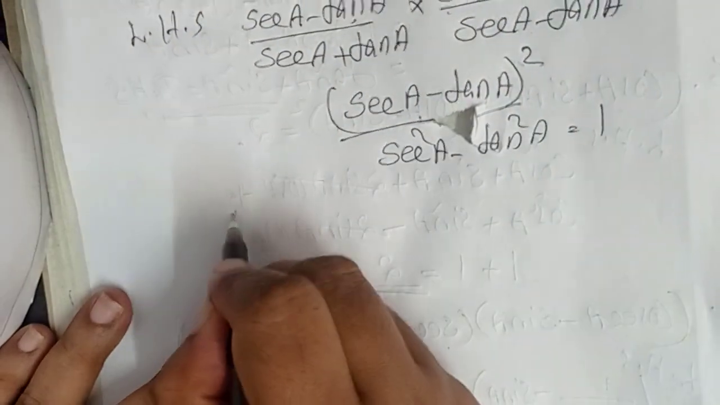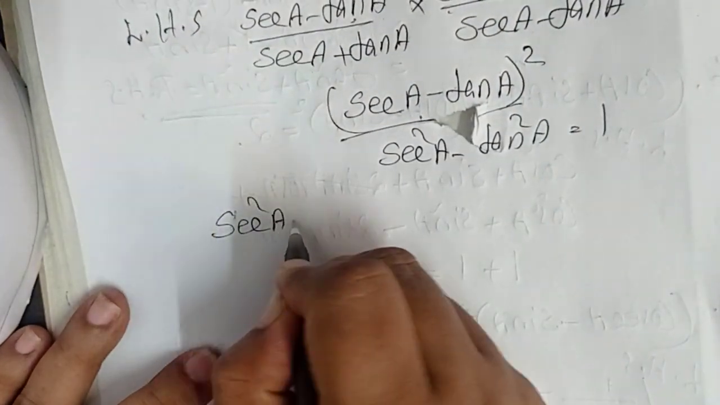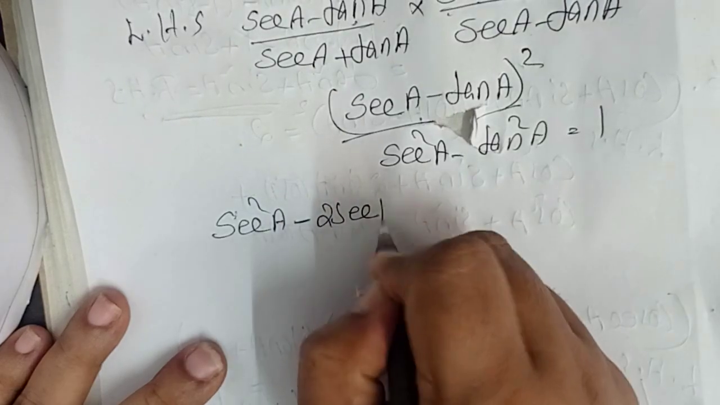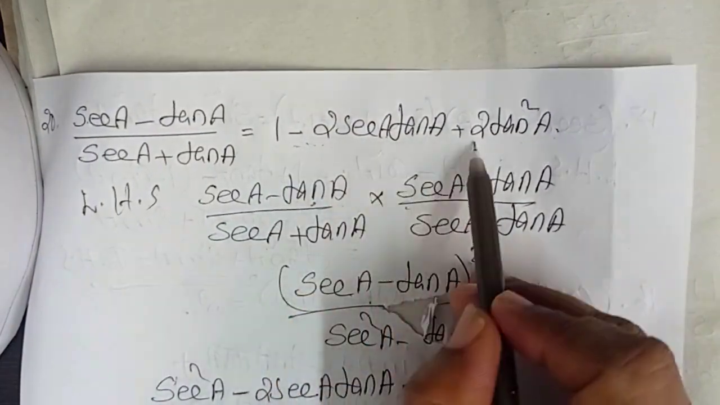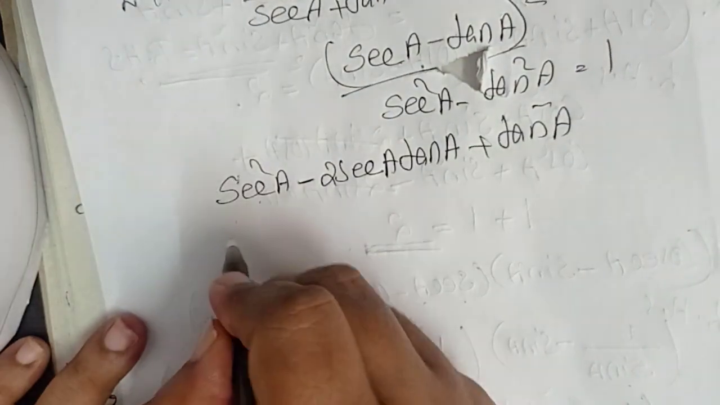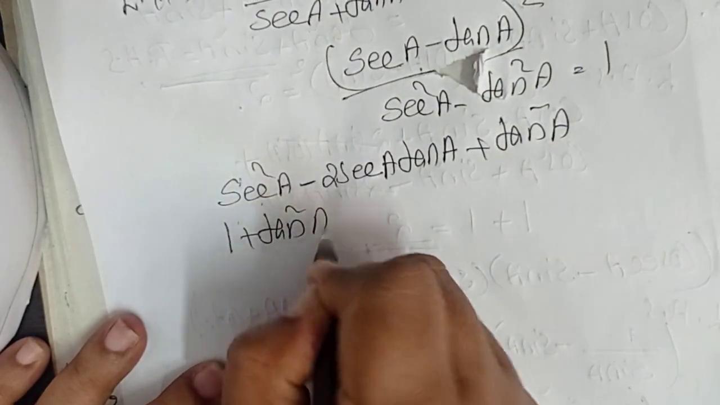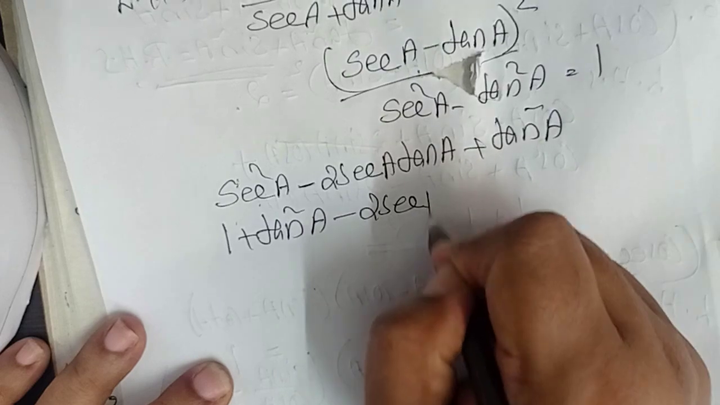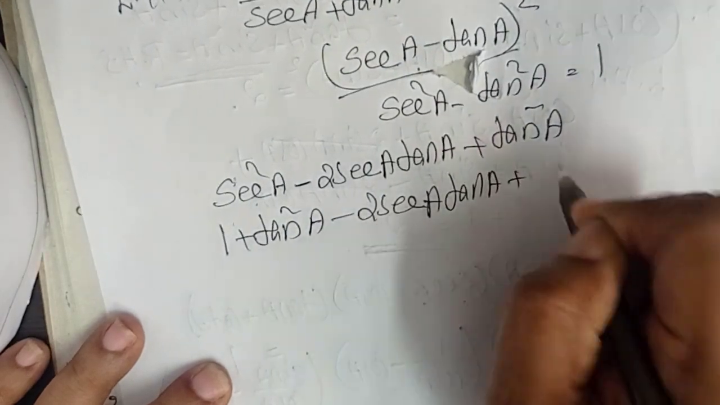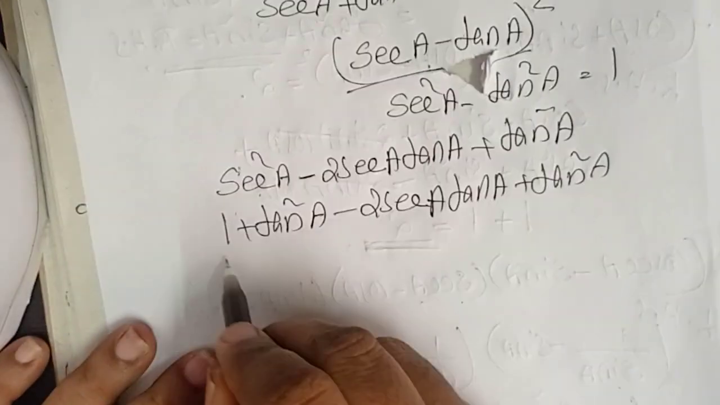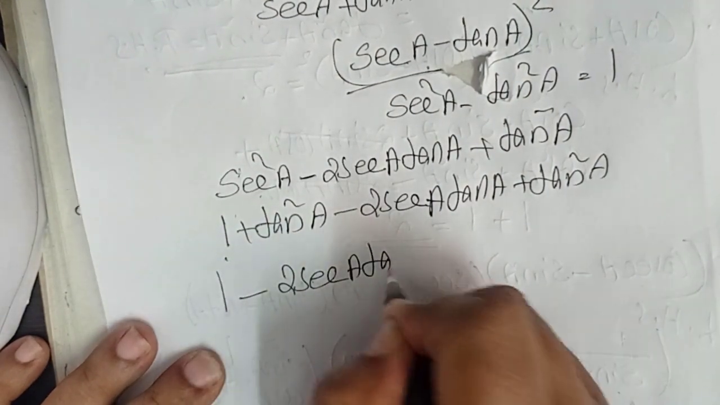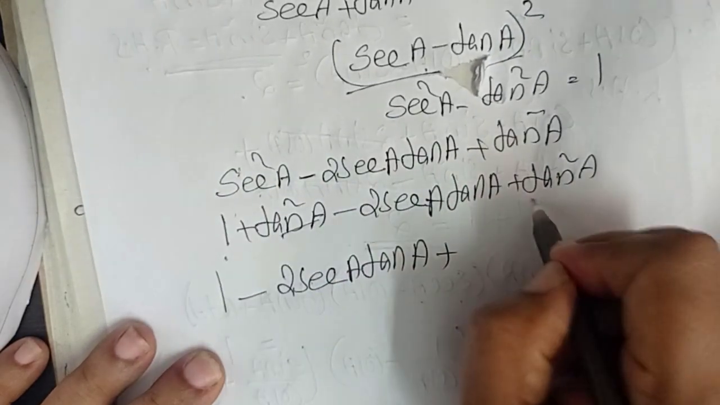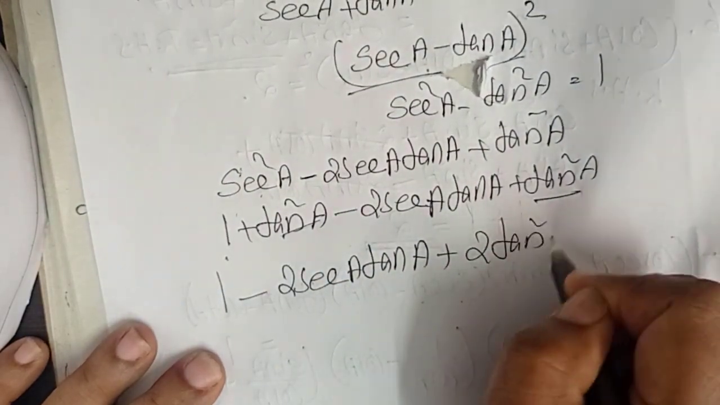Then what is A minus B the whole square? Sec square A minus 2 sec tan A plus tan square A. But in the RHS, no sec square term. Therefore, we can convert this sec square as 1 plus tan square A minus 2 sec tan A plus tan square A. 1 is there. Minus 2 sec tan A is there. Plus tan square A is 2 tan square A.